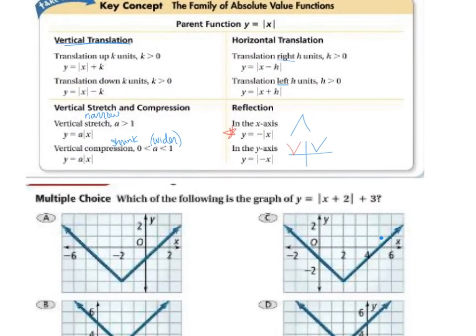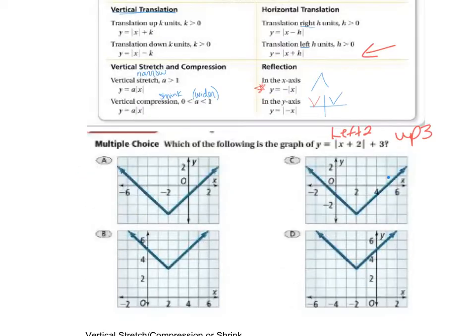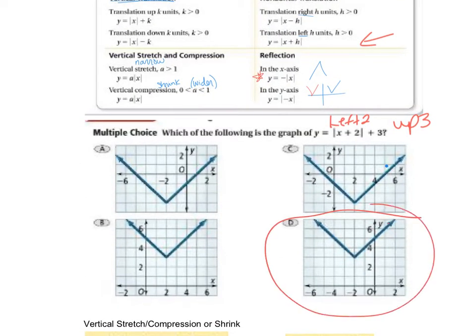Okay, so let's use our diagram to help us on this first one. Multiple choice, which of the following is the graph of y equals absolute value of x plus 2, plus 3. So x plus 2 would be a shift left, so let's write that left 2. And then if there's a plus 3 on the outside, that would be up 3. So we're looking for a graph from the origin that has moved left 2 and up 3. Left 2, up 3 looks like letter D to me. So letter D would be the answer.